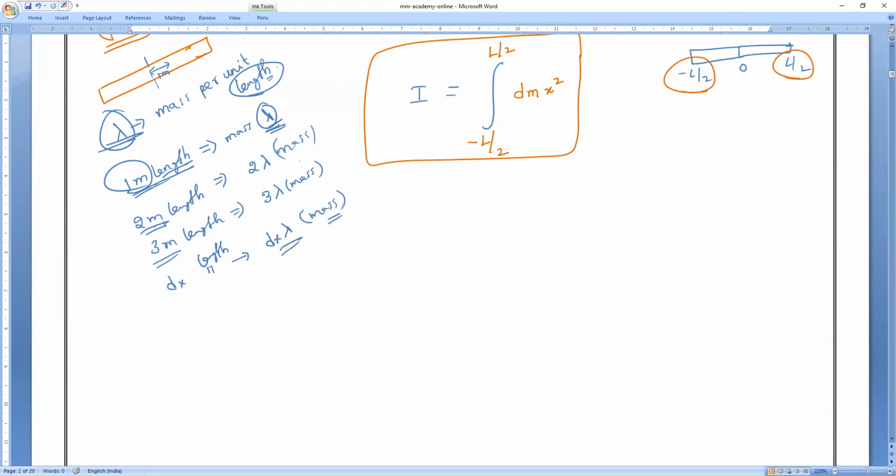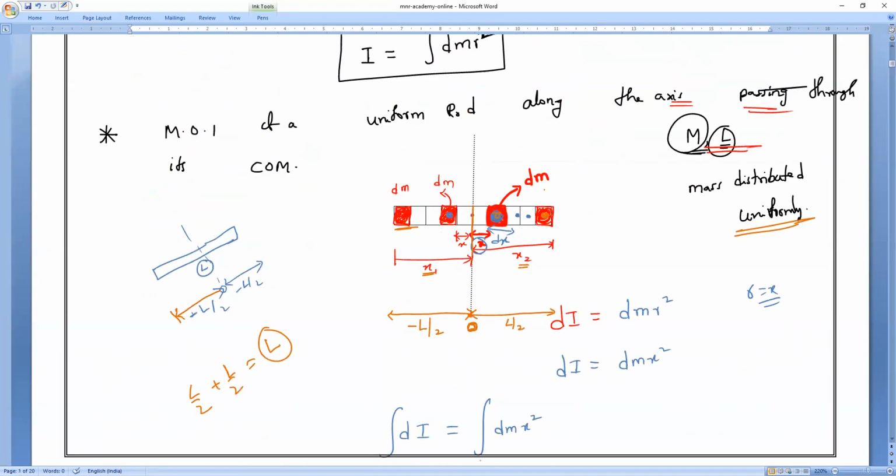You have to remember, very important: one dimensional means mass per unit length. Two dimensional means mass per what will come? Everybody, mass per unit area. Three dimensional means mass per unit volume. Of course we'll study that. Now one dimensional means mass per unit what? Length. Mass per unit length. Clear?